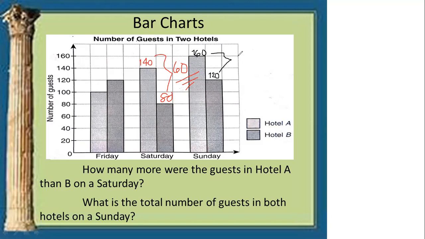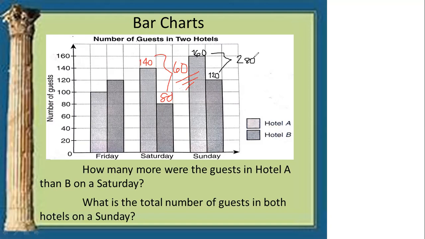All right, Sheena, what is the total? 280. Okay, so the total for Hotel A and B on a Sunday is 280. So that means we are now able to read and interpret a bar chart.